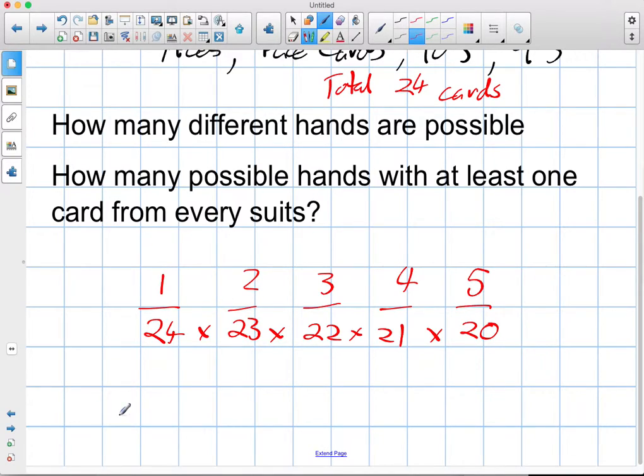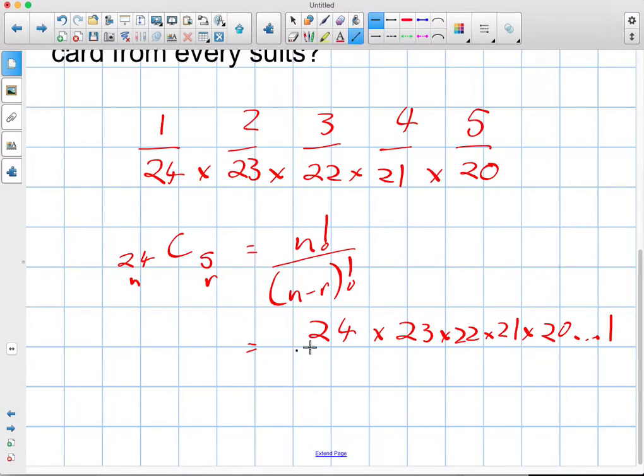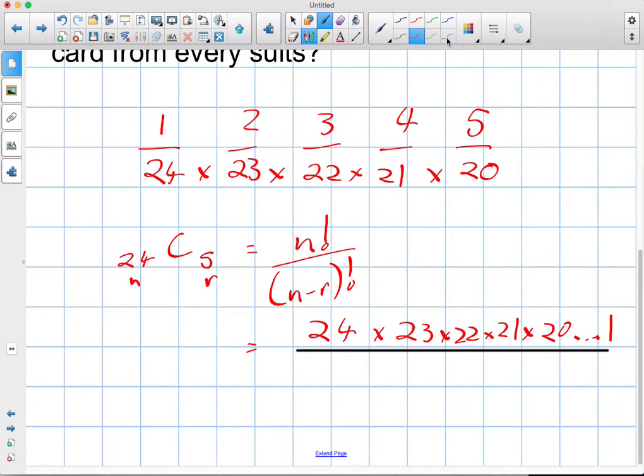That's very similar to your 24 choose 5. When we set that up, we'll show you how they look the same, with our N value and our R value. N factorial would be 24 factorial, so essentially 24 by 23, by 22, 21, 20, and then all the way down to 1. It's then divided by N minus R, and in this case N minus R is 24 minus 5.